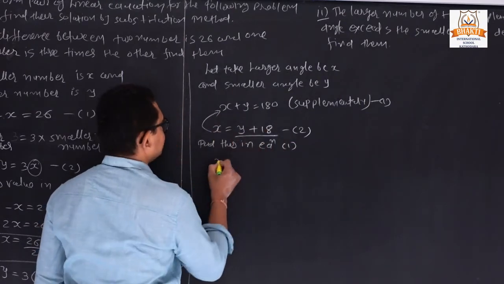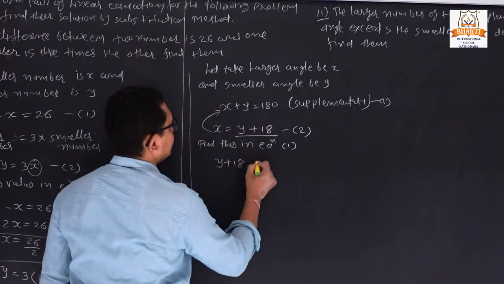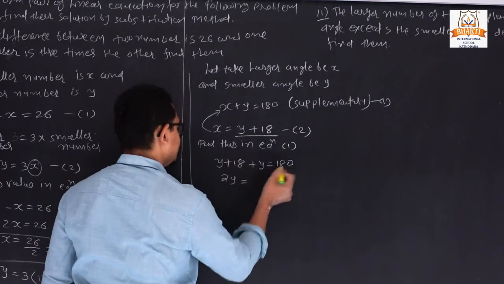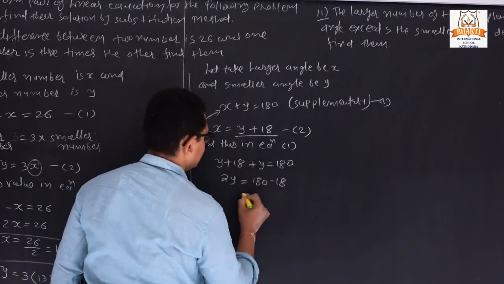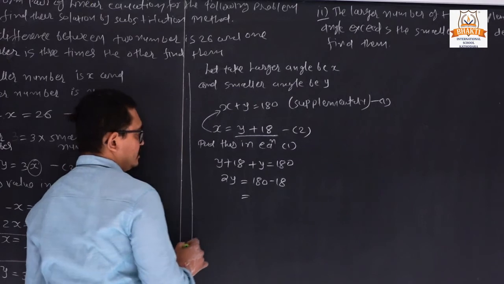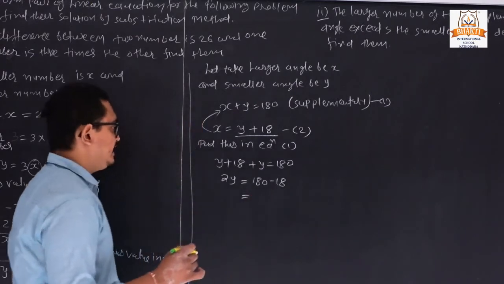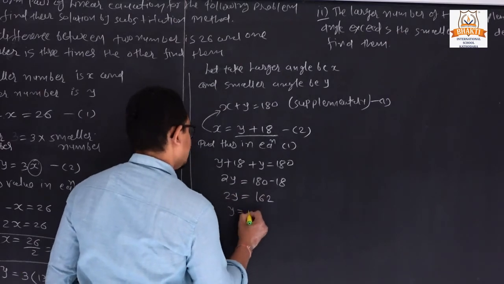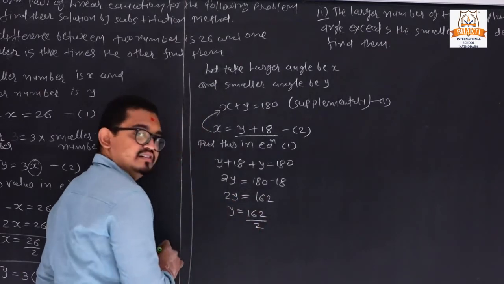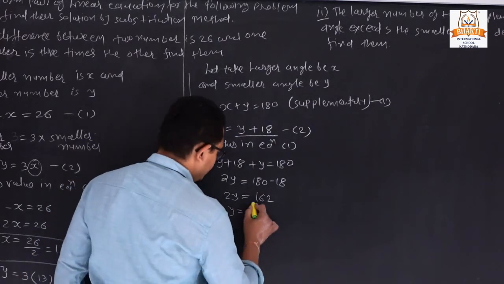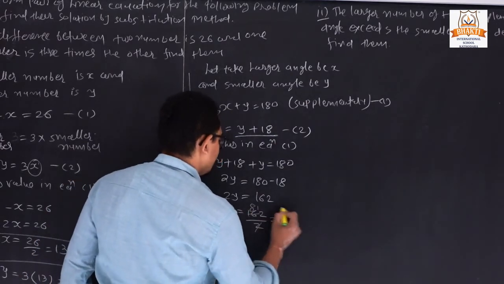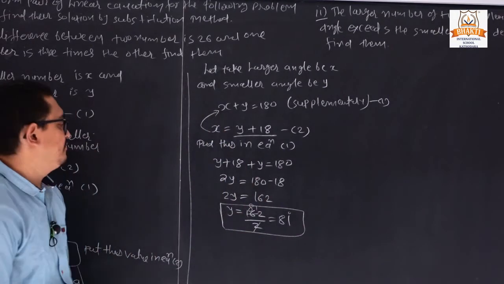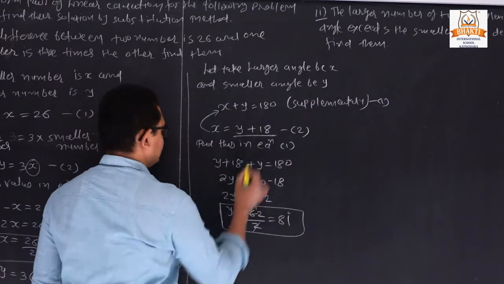So x is replaced with y plus 18, then y will be the same. So it is 2y, y plus y, and this 18 is going to the second side. So it is 180 minus 18. So one side it is 162. So y is equal to 162 divided by 2. So what is our smaller angle? It is 81. Now put this in equation 2.